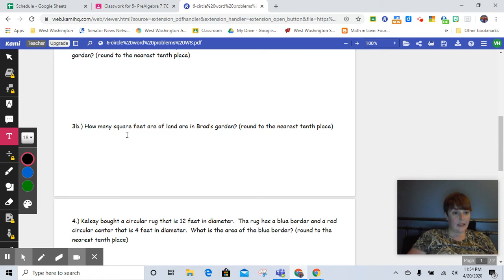All right. And then how many square feet of land are in his garden? So same thing going on up here. Round to the nearest tenths place. That's the same thing that we did yesterday with 1 decimal place. So there you go. That would be relevant because maybe he does need mulch for his flowers. So, yeah, there you go.